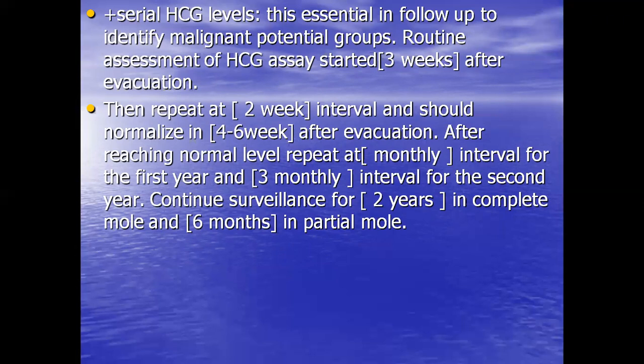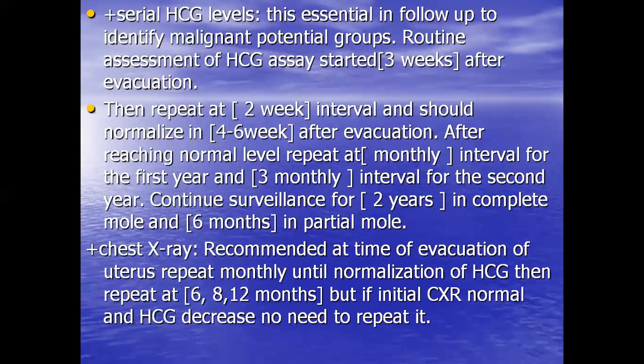To repeat, beta HCG is done 3 weeks after evacuation, then every 2 weeks until we have normalization, then monthly during the first year, then every 3 months during the second year. Okay. Chest X-ray is recommended at the time of evacuation of the uterus, repeated monthly until normalization of HCG, then repeated at 6, 8, 12 months. But if the initial chest X-ray is normal and HCG decreases, there is no need to repeat it.